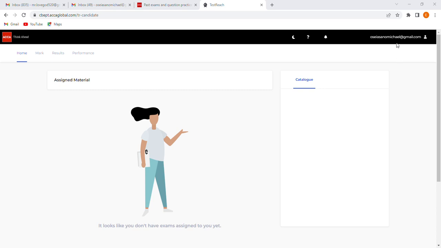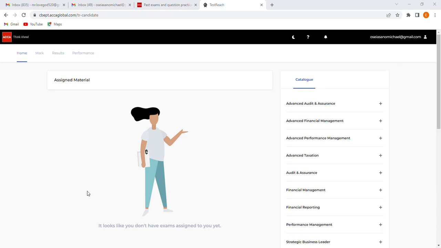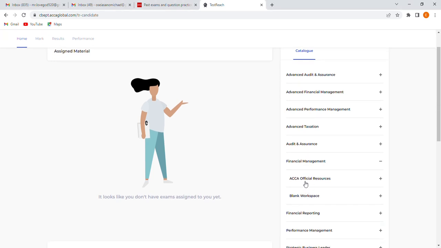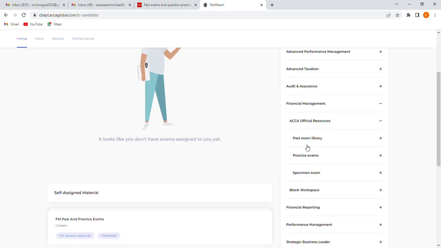Okay, so now when it opens, the left side is the work area, let me put it that way. The right side is for the paper you are taking. So over here we have Advanced Audit and Assurance, Advanced Financial Management, Advanced Performance Management, and so on. So here the exams you are taking, just click on it. So here we are doing Financial Management. Okay, so Financial Management, you click on the plus, then you go to ACCA official resources, you click on it.